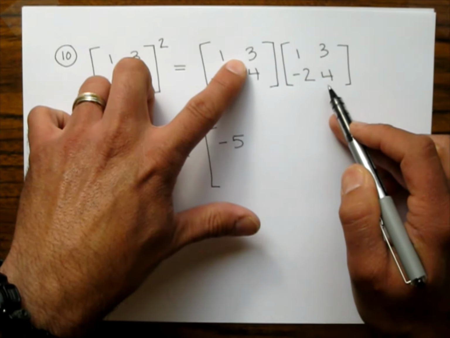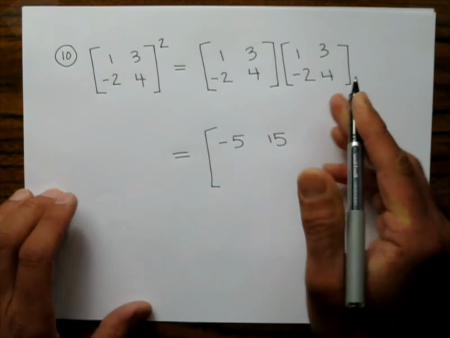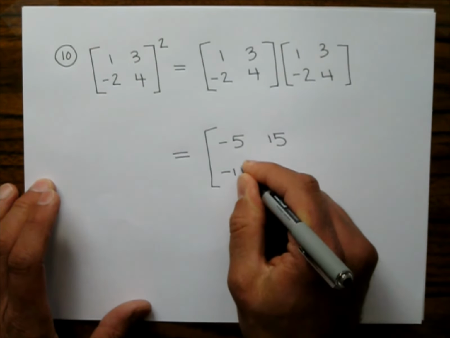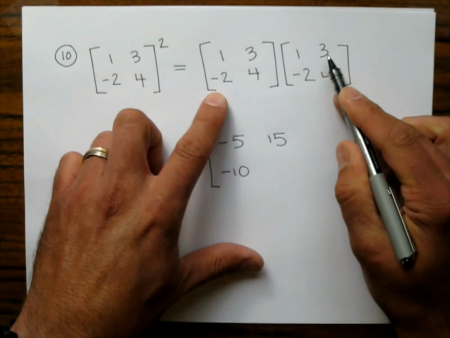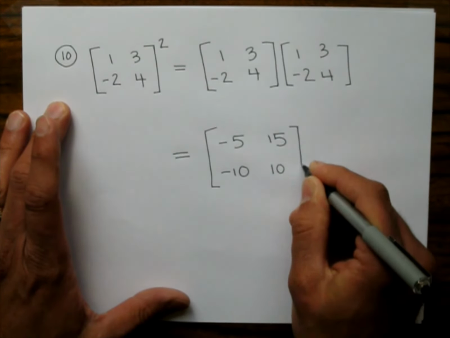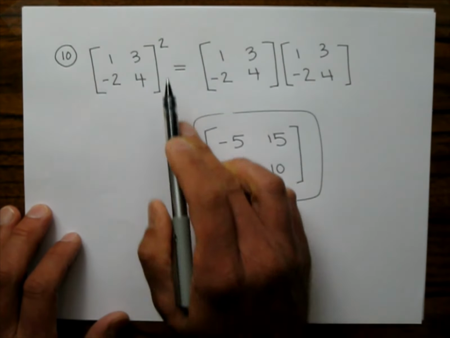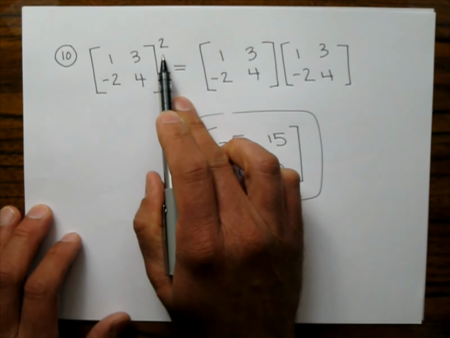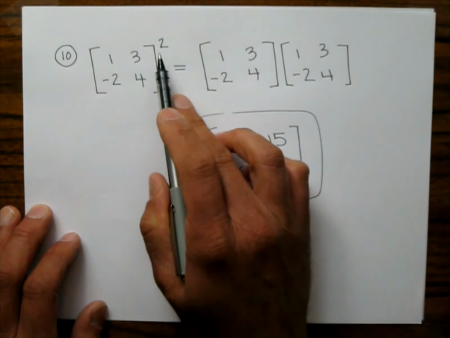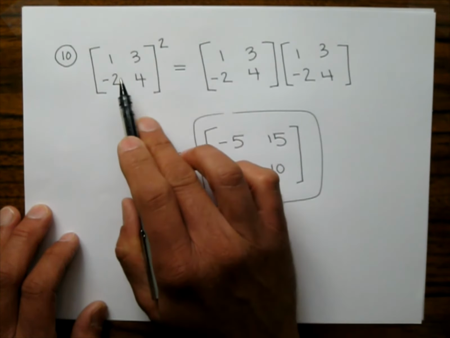3 plus 12 is 15. -2 minus 8 is -10. And then the last one is -6 plus 16 is +10. So that's how you square a matrix. In the homework, they may even ask you to cube a matrix. The only kind of matrix that you can put a power on happens to be a square matrix.